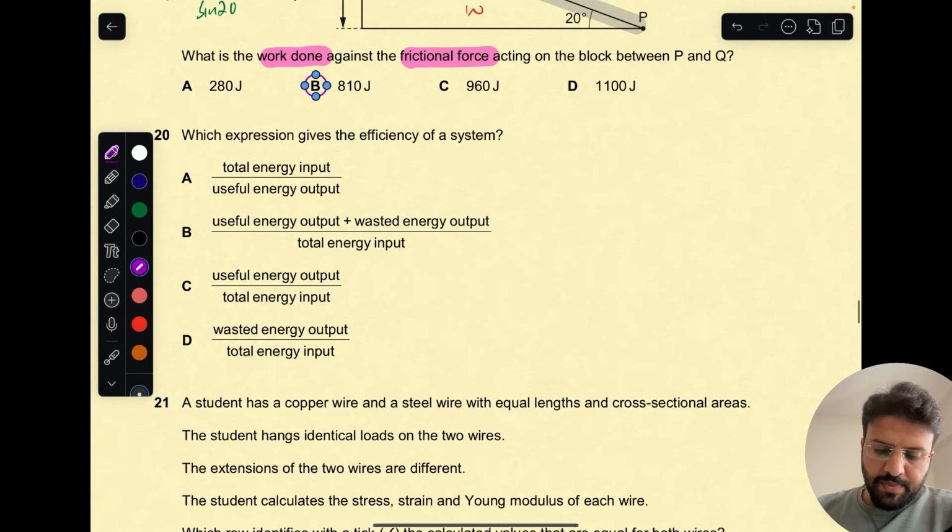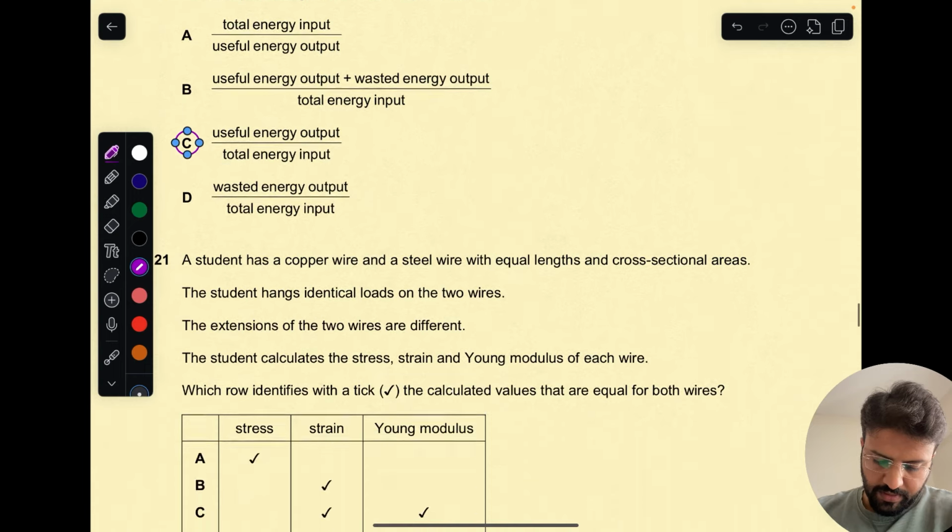The next question, which expression gives the efficiency of a system? So efficiency is simply the useful output energy divided by the total input energy.